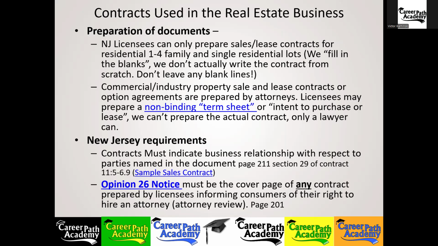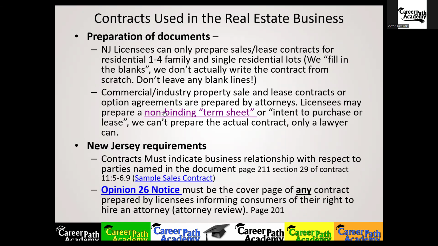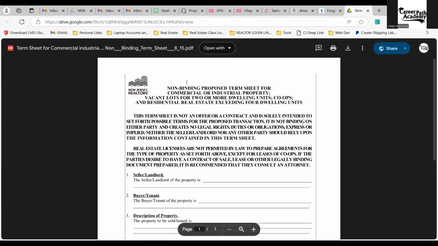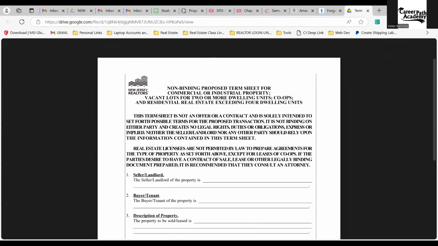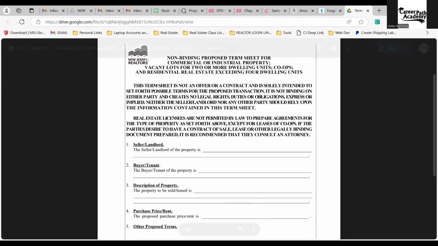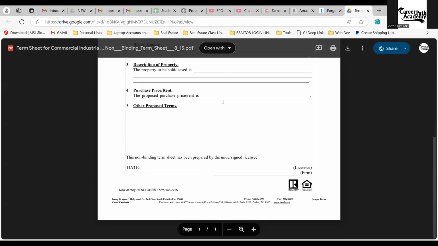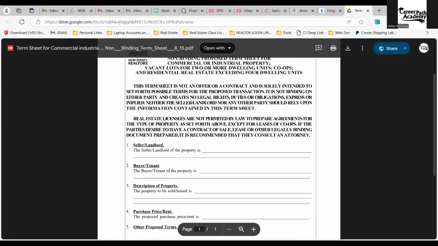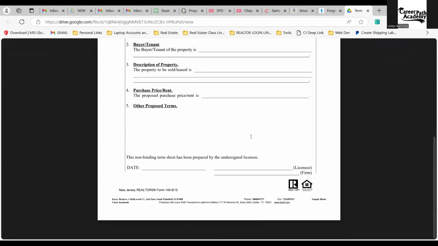Anything else is considered commercial property, and we prepare those contracts with a non-binding intent to purchase or lease, also referred to as a term sheet, which I got a link here to one of those term sheets in the shared Google Drive right here. Non-binding proposed term sheet for commercial or industrial property. You see that? It shows that this is not legally binding. This is just where you're going to lay out the terms that you want an attorney later to add into the contract. All the details. See, it's blank.